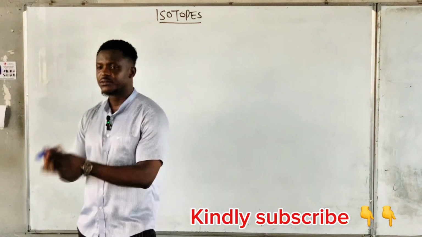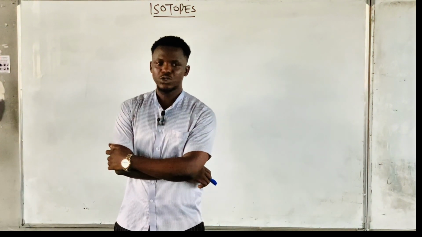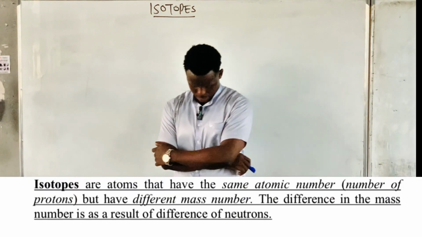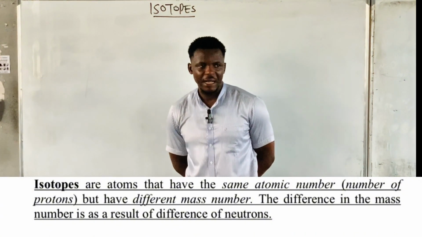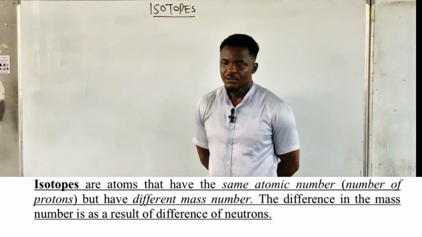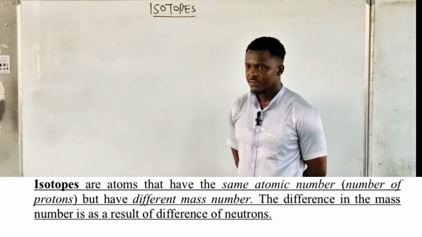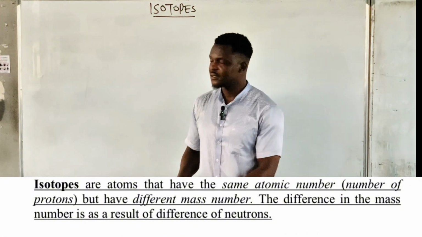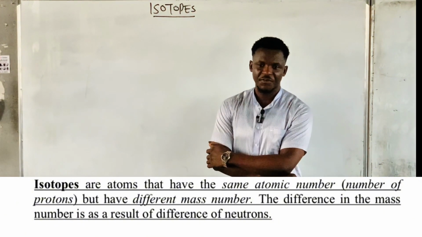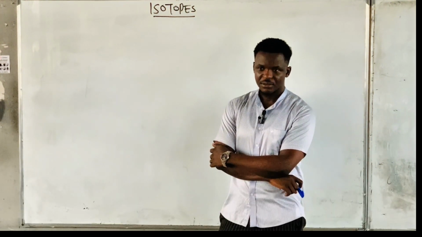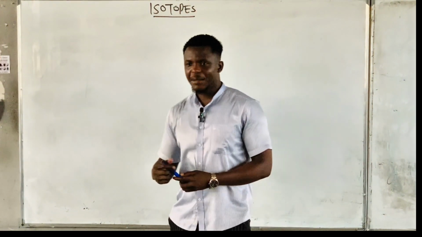Isotopes are atoms with the same atomic number or proton number, but different mass number. Full stop. Now let me give you an example of an isotope.